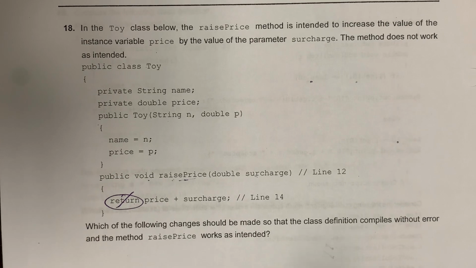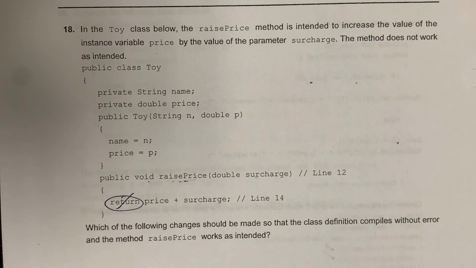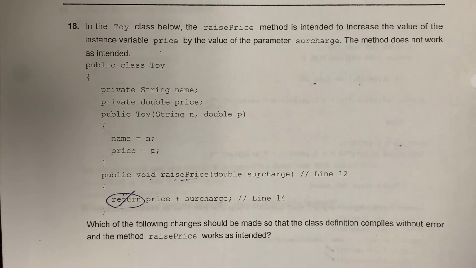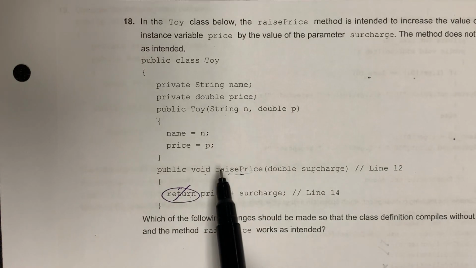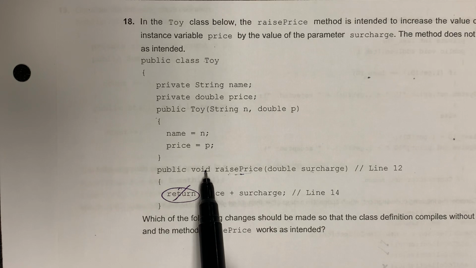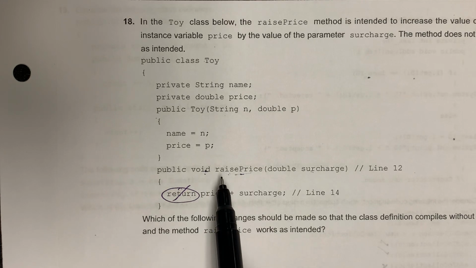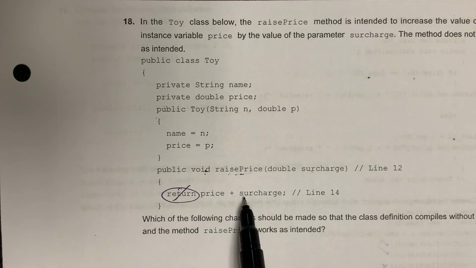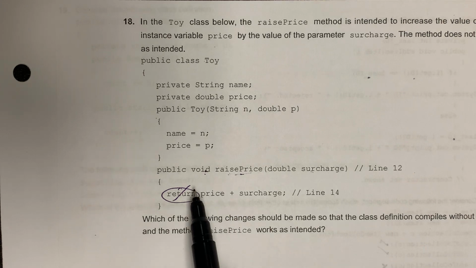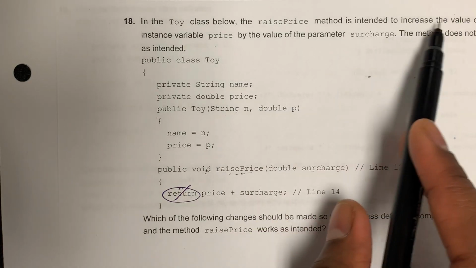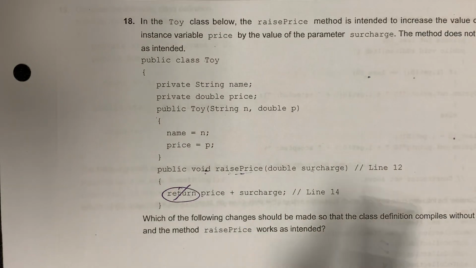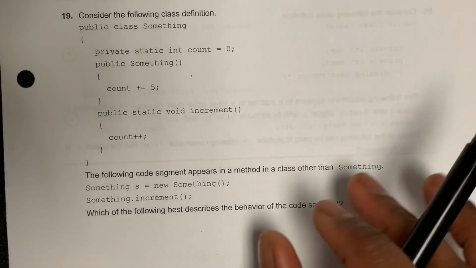So which of the following changes should be made so that the class definition compiles without error and the method raisePrice works as intended? Well, either this needs to be changed to a double and we return price plus surcharge, if you want to increase the value. So yeah, this is going to need to be changed to a double.